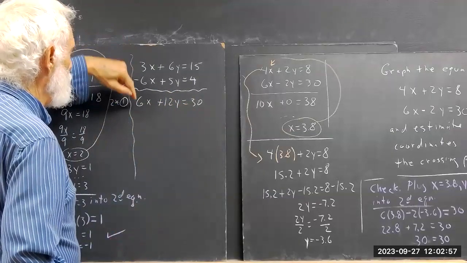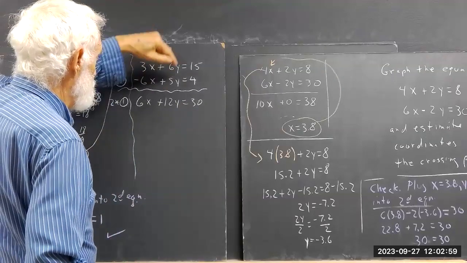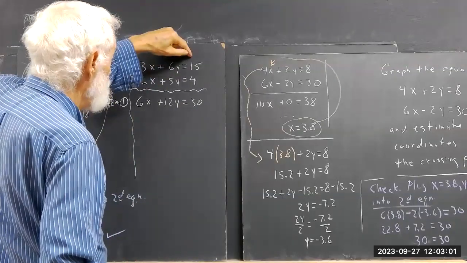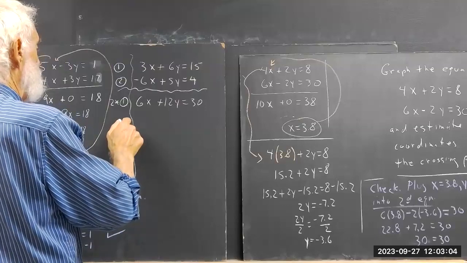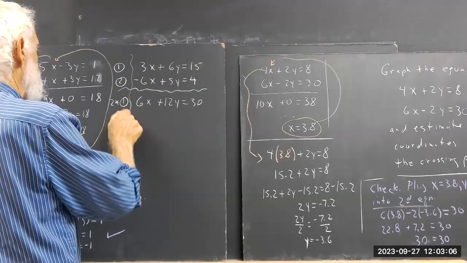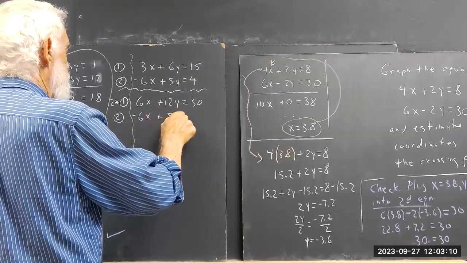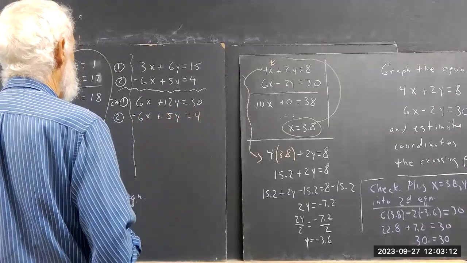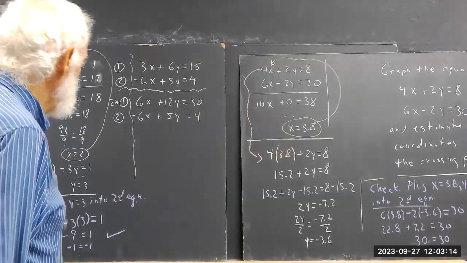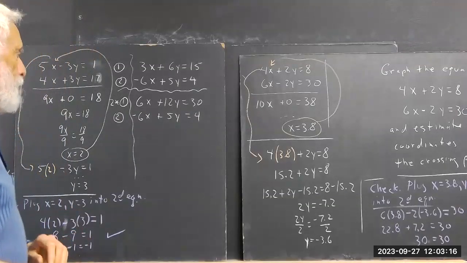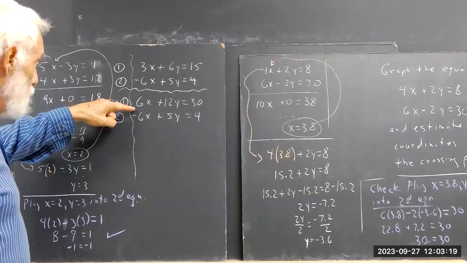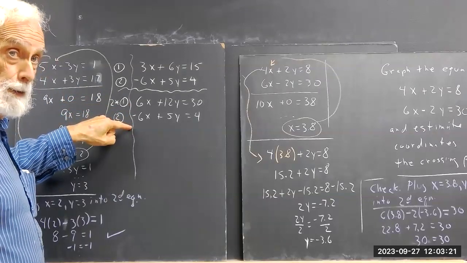If we double 3x, we get 6x. Double 6y, we get 12y. Double 15, we get 30. And then we write down the second equation: negative 6x plus 5y equals 4. Okay, well now, this is the first equation and this is the second equation.